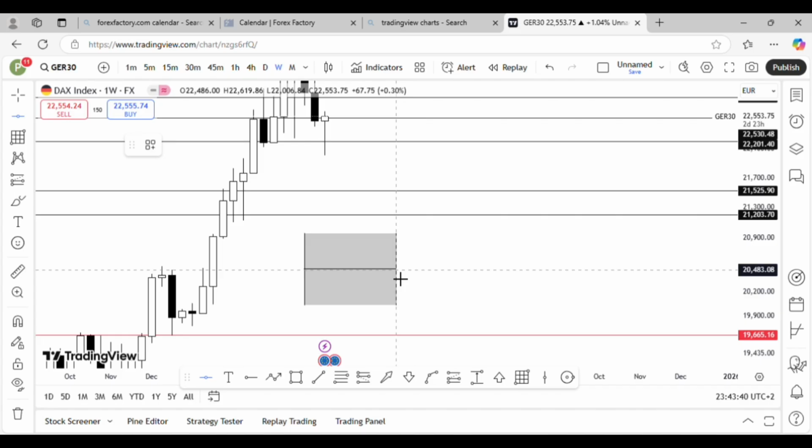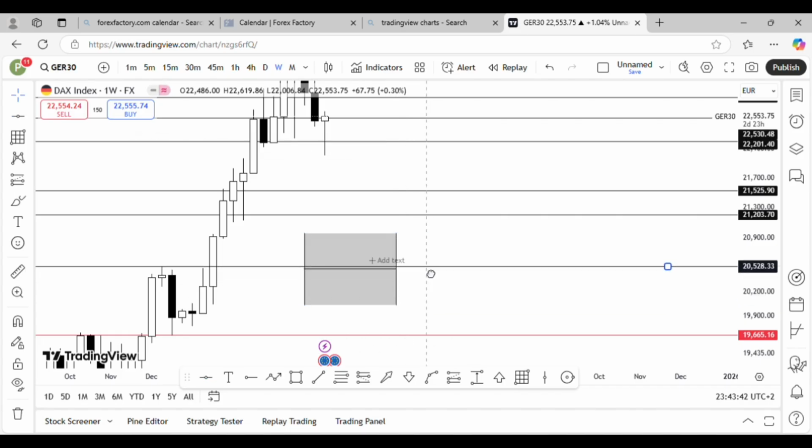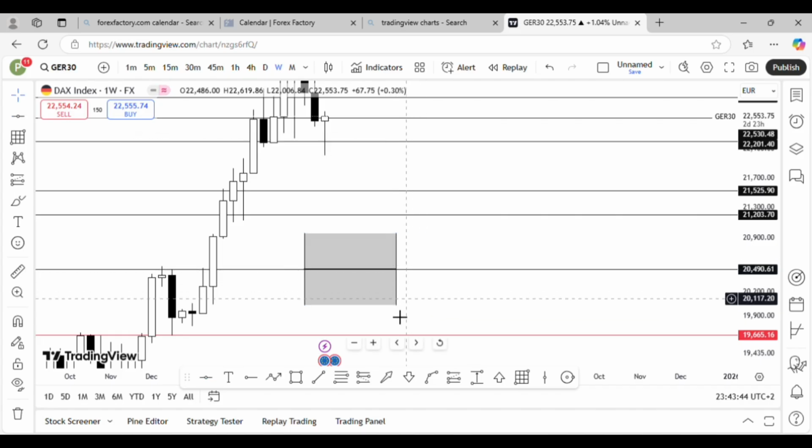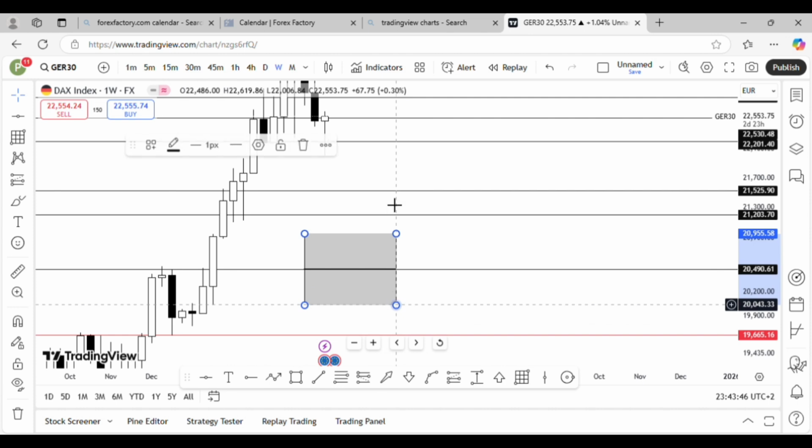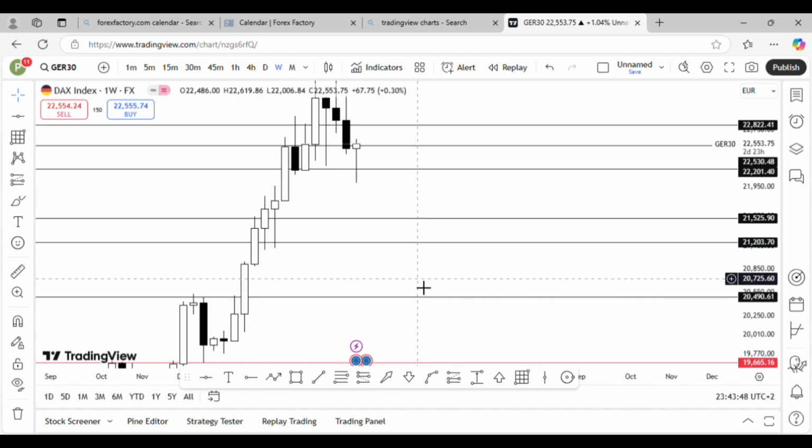I mean, it's been a while not dropping any market breakdowns for you, so we can actually see how these zones are being respected.